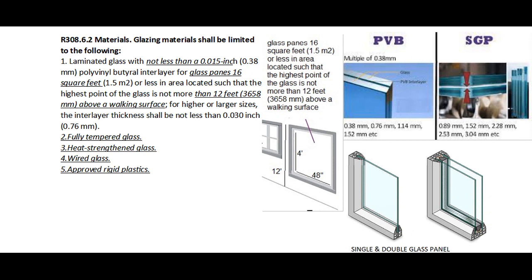R308.6.2 Materials. Glazing materials shall be limited to the following. 1. Laminated glass with not less than a 1/1500 inch polyvinyl butyl interlayer for glass panes 16 square feet or less in area, located such that the highest point of the glass is not more than 12 feet above the walking surface. For higher and larger sizes, the interlayer thickness shall not be less than 3/100 inch. 2. Fully tempered glass. 3. High-strengthened glass. 4. Wire glass. 5. Approved rigid plastics.